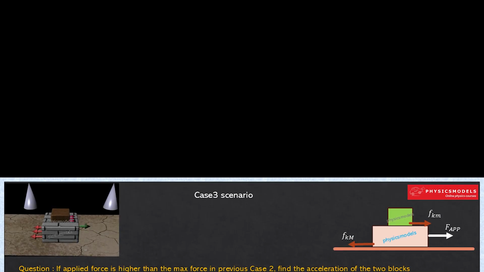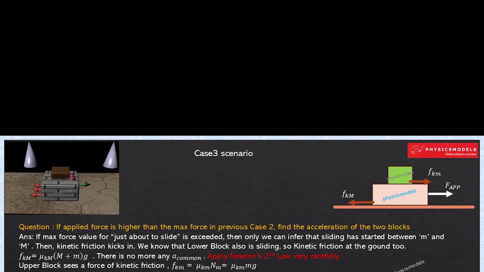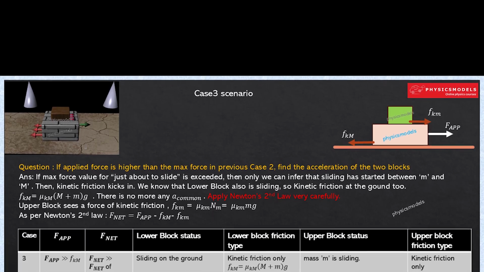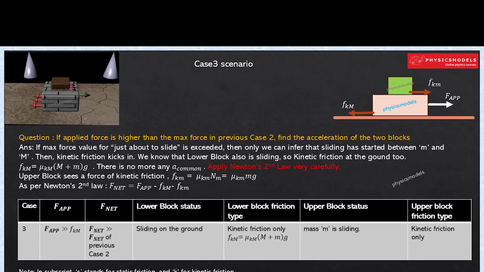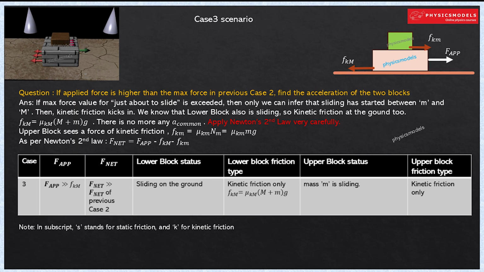This is a third kind of problem that you might come across. Question says that if the applied force is higher than the maximum force in the previous case too, find the acceleration of the two blocks. So that means that the lower block is certainly sliding on the ground with a higher force and higher acceleration. So kinetic force of friction certainly applies for the lower block.